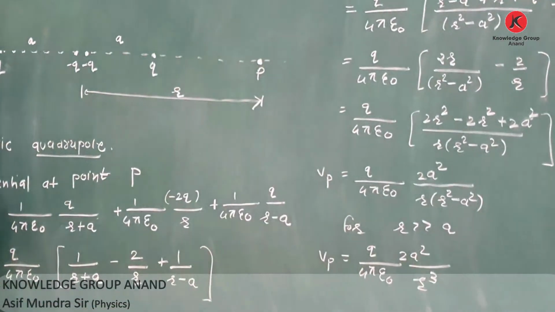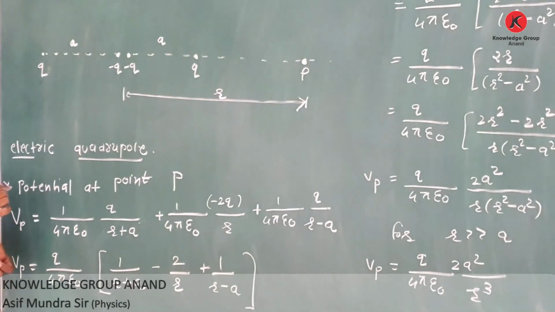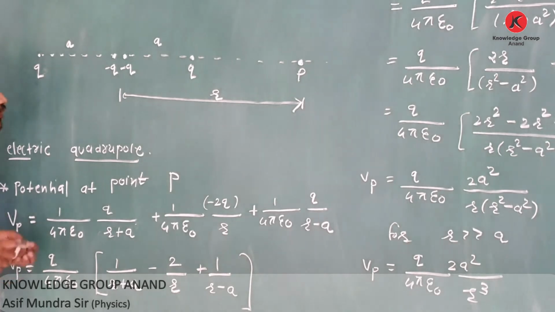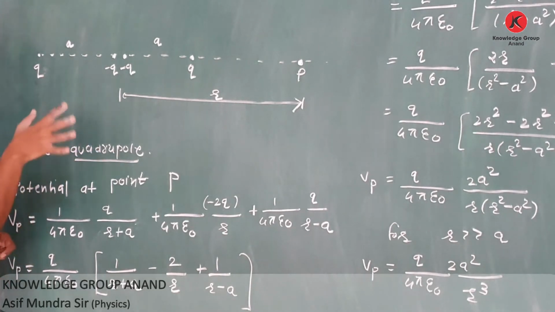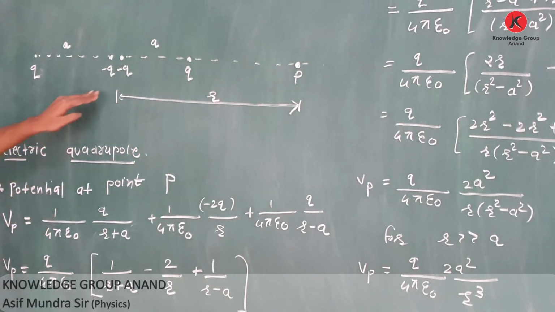And here it is, q charge. Now see, this minus q charge and minus q charge are very close to each other. So we have a total of 4 charges: q, minus q, minus q and q. As we have a system of 4 charges, this system is called an electric quadrupole.